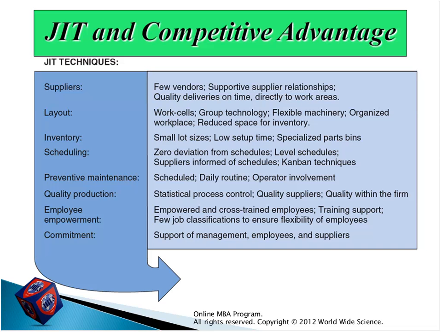Quality production. You can use some techniques such as statistical process control, quality suppliers, quality within your firm. Employee empowerment. Empowered and cross-trained employees. Training support. Few job classifications to ensure flexibility of employees are just-in-time techniques that are related to employees. And commitment. Support of management, employees, and suppliers. That is called commitment.